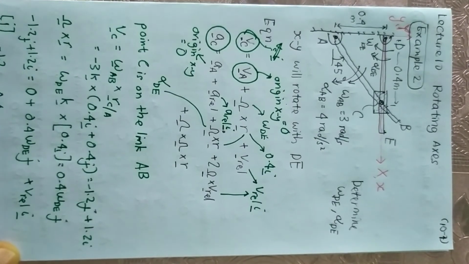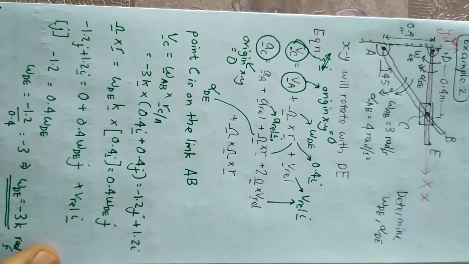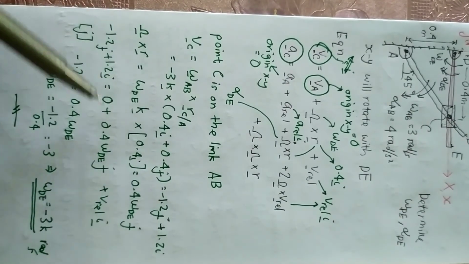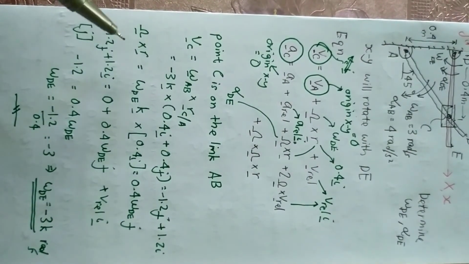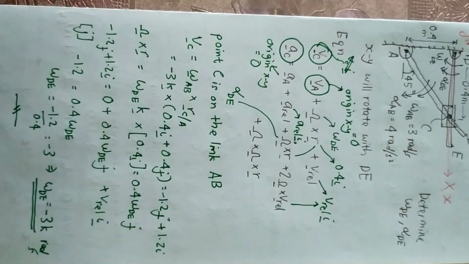Okay, that's the solution for velocity. So this is omega cross R. We have done that before. It's 0.4 omega DE. So this part is from here. Yeah. So this is VC.